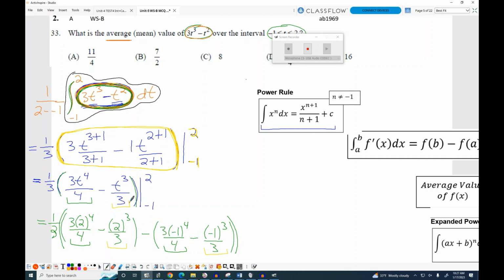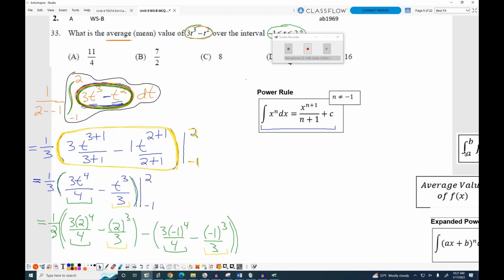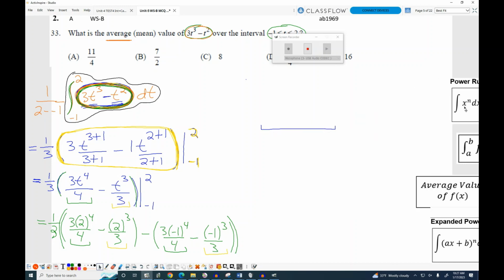So here we go. Let's move some stuff out of the way. Can't use your calculator. If we could, we would have done the integral long ago. Yeah, that would not have been a wise choice. So here we go. This color works good. So we have 1/3, parenthesis. We're going to do what's inside here.